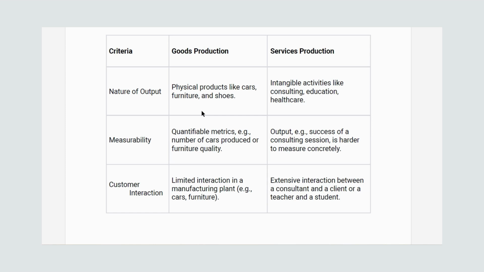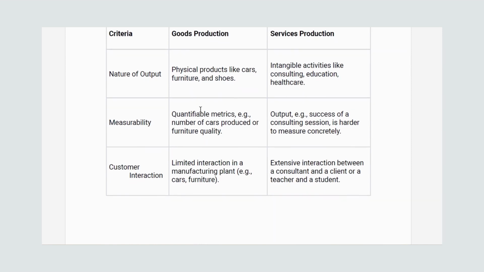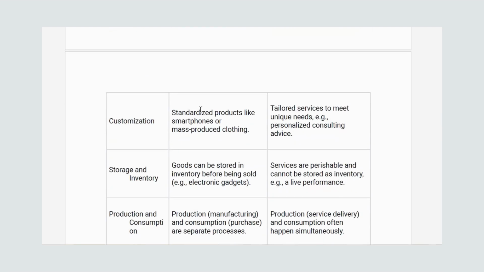Because, for example, the success of a consulting session or giving education to students, all these things we cannot quantify, right? And the customer interaction in goods production is very limited, because in the production of goods we don't need much interaction with the customer. But in case of service production, there is extensive interaction, for example between a consultant and a client, or a teacher and a student. So we can see the customer interaction is more in services production, right?